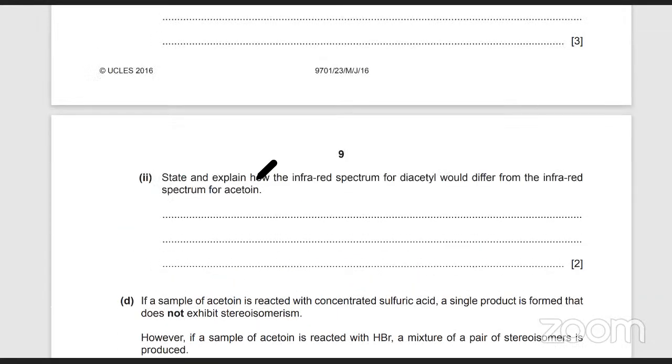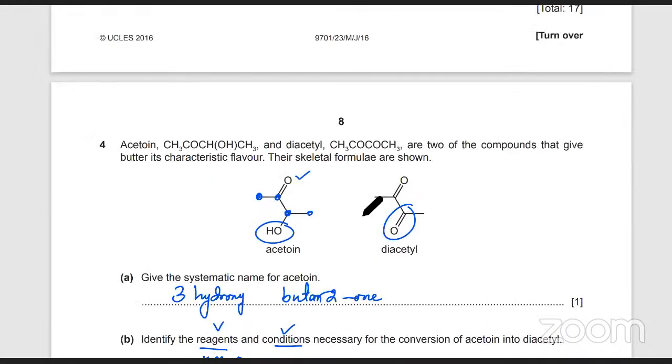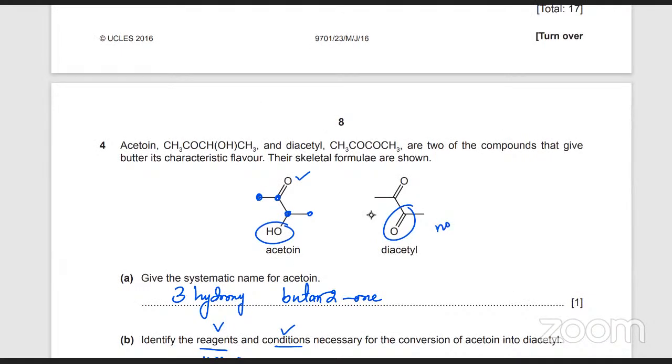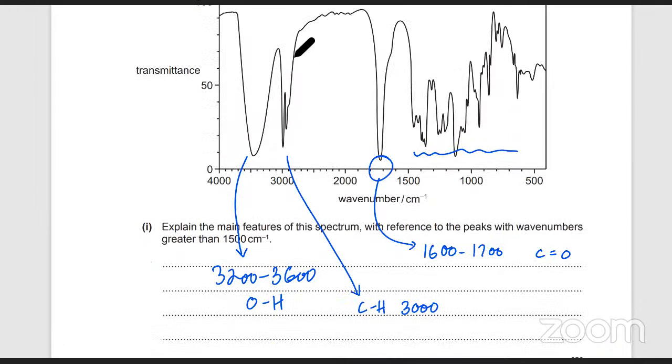Next one. State how the infrared spectrum for diacetyl would differ from the infrared spectrum for acetoin. The only difference would be that there's not going to be any OH. There's not going to be an absorption in the 3200 to 3650 range. That will not be there. The C double bond O would still be there, but this peak will be absent.